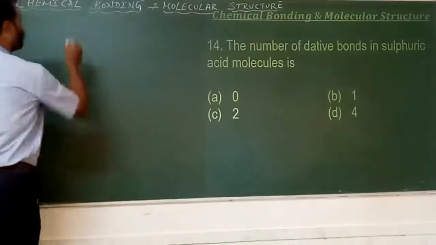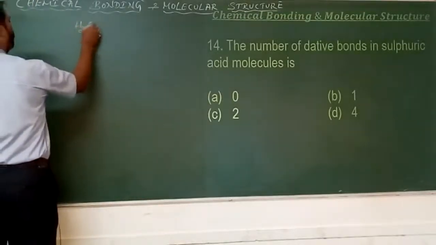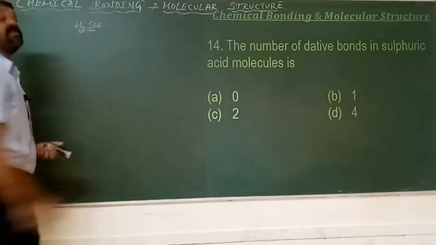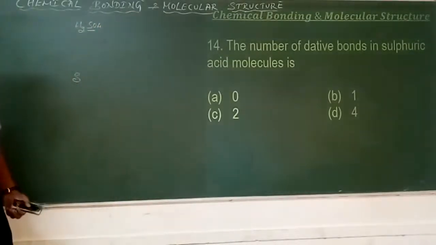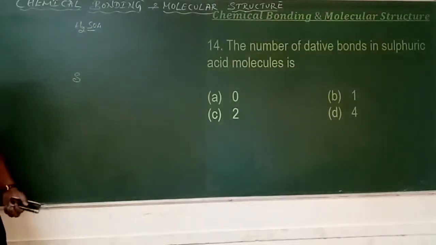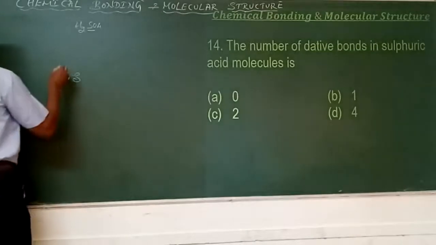So here H2SO4 means the central atom is sulfur. Sulfur first. Sulfur is in the family of which one? Oxygen. Oxygen has how many valence electrons? Or sulfur has how many valence electrons? 6.